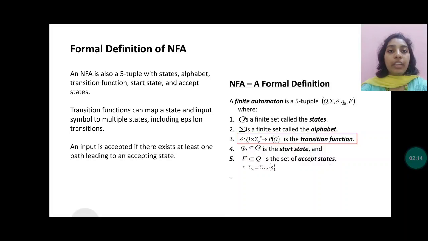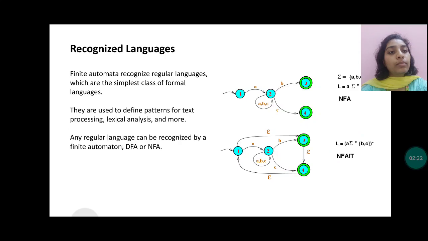Formal definition of NFA. An NFA is also a 5 tuple with states, alphabet, transition function, start state and accept states. They can map a state and input to multiple states including epsilon transitions. An input is accepted if there exists at least one path leading to an accept state.